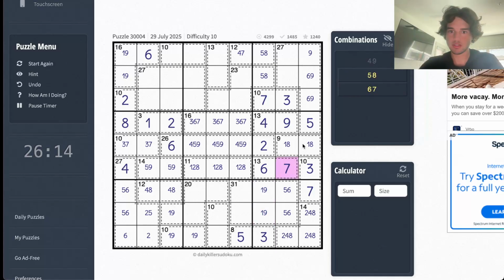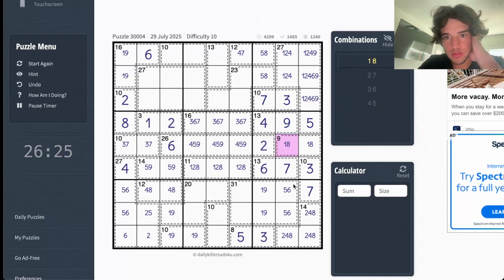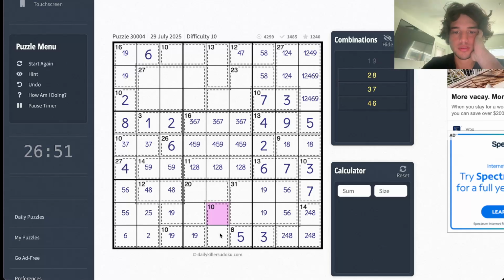So 6 9, then 1 2 and 4, which can go anywhere. I'll mark it. 1 2 4. 2 4. 2 or 4 there. Now 5s. Okay. I really want to beat this. 2 8 or 3 7. 1 9. So 1 9 and 5 are gone. Where does your other 1 or 9 go?